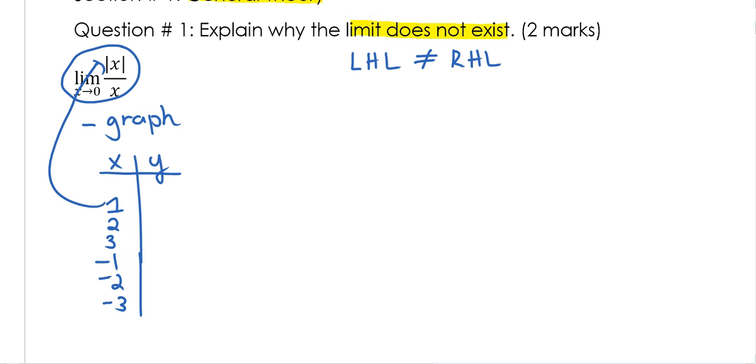Now for a graph like this, if you plug in 1, this is going to be 1 divided by 1. This will be 2 divided by 2, 3 divided by 3. So those will all give you 1. And the negative values will give you -1, -1, and -1. And if you're at 0, then you're undefined. If you divide by 0, you will have an error.